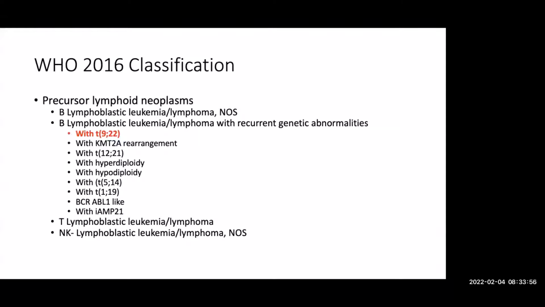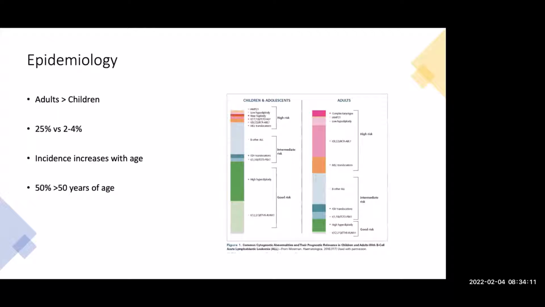So, pH positive ALL in the WHO 2016 classification comes under the subheading of B lymphoblastic leukemia/lymphoma with recurrent genetic abnormalities. This is very common amongst the patients with acute lymphoblastic leukemia.